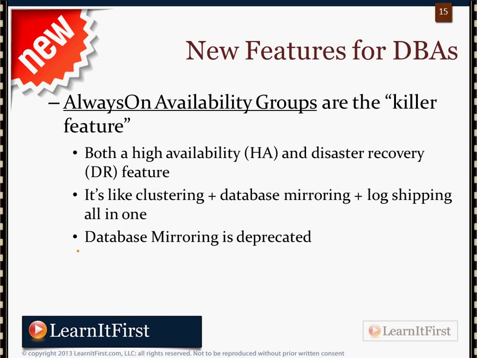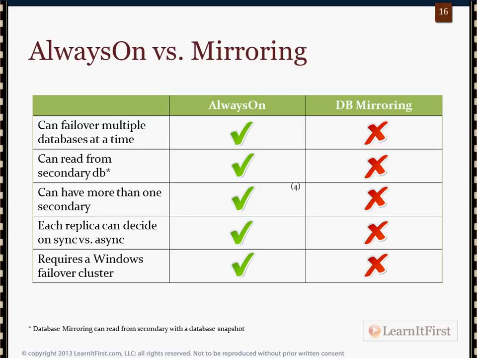And I guess it's not a new feature, but a deprecated feature, is database mirroring. We'll talk more about that in 172. But this is just a table that picks out a couple of differences between AlwaysOn and database mirroring. Notice with database mirroring, you were limited at failover to one database at a time. Now in AlwaysOn, I can group together a whole bunch of databases and fail over the entire group. We can actually read from those secondary databases. We can have multiple secondaries now. With Service Pack 1 in SQL Server 2012, we can even have 8 secondaries to work with. But it does require a Windows failover cluster, whereas mirroring did not.